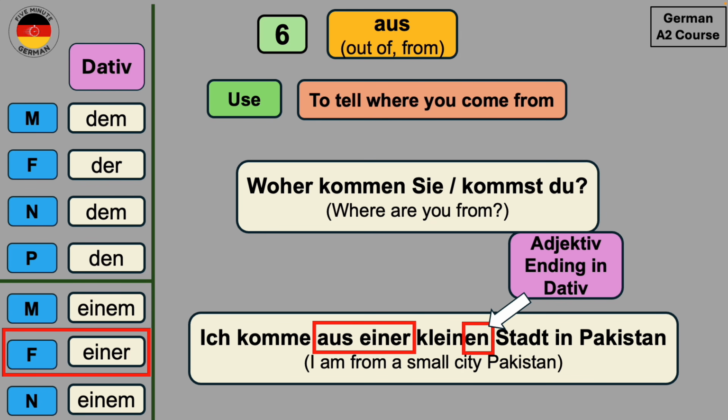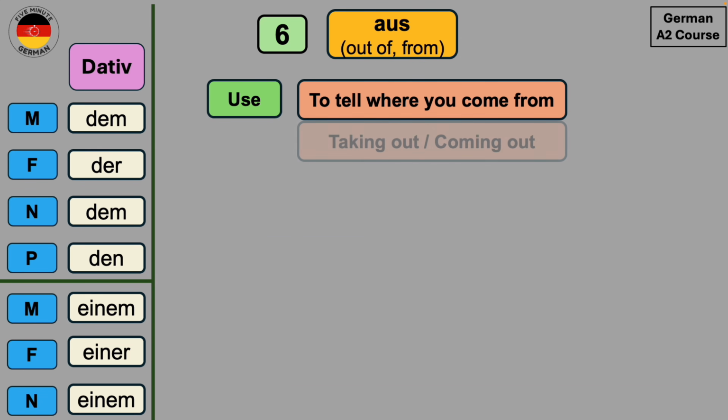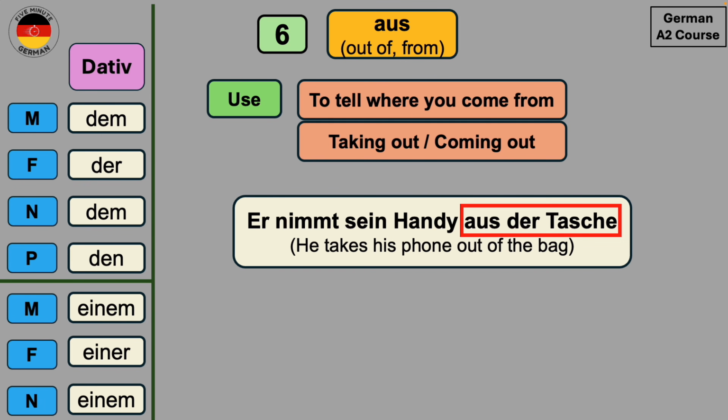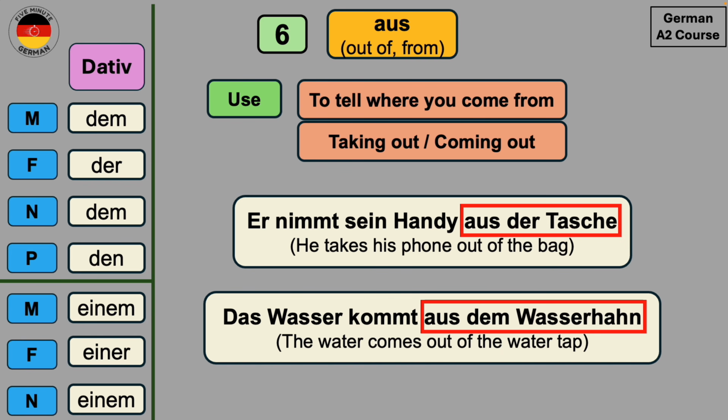Now another use of aus is when you are taking out something or something is coming out, then you can also use aus. For example, you say, er nimmt sein Handy aus der Tasche. He takes his phone out of the bag. Another example can be, das Wasser kommt aus dem Wasserhahn. The water comes out of the water tap. So since it is coming out, that's why we say aus dem Wasserhahn.